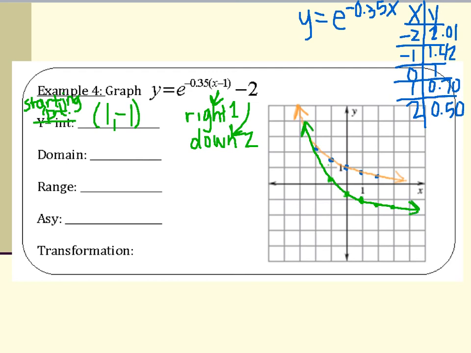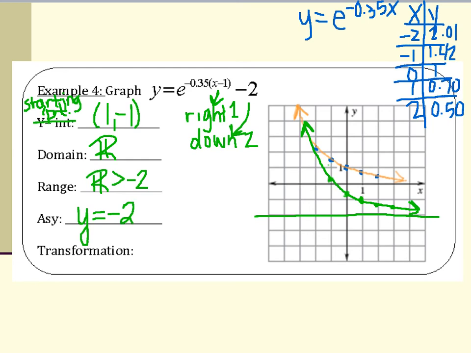Okay, let's fill in our other key information that we need to know. Our domain is still all real numbers. Our range is still going to be all real numbers, but let's look and see what happened to our asymptote. Our asymptote was right here, but if I move it down 2, my asymptote ends up being this line right there. So I'm going to draw that asymptote in there because I'm going to use that to help me with my range. So my range is going to be all real numbers greater than -2. My asymptote is the line y equals -2.